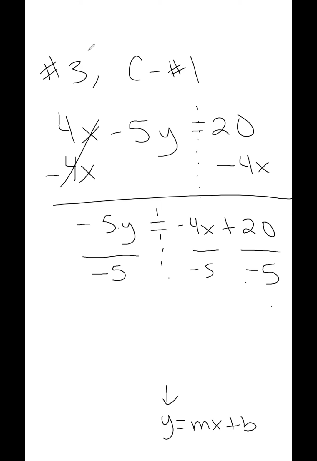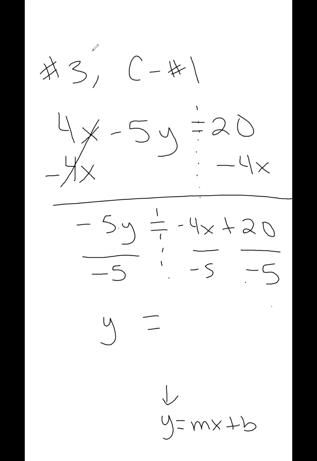Negative 5 divided by negative 5 is just 1. In the math world, you don't need to write 1. You can just write it as y, since it's known that the 1 is there. But if you want to write the 1, that's fine. Just know that the answer choices aren't going to have it there. But if you need to see it, that's perfectly fine.